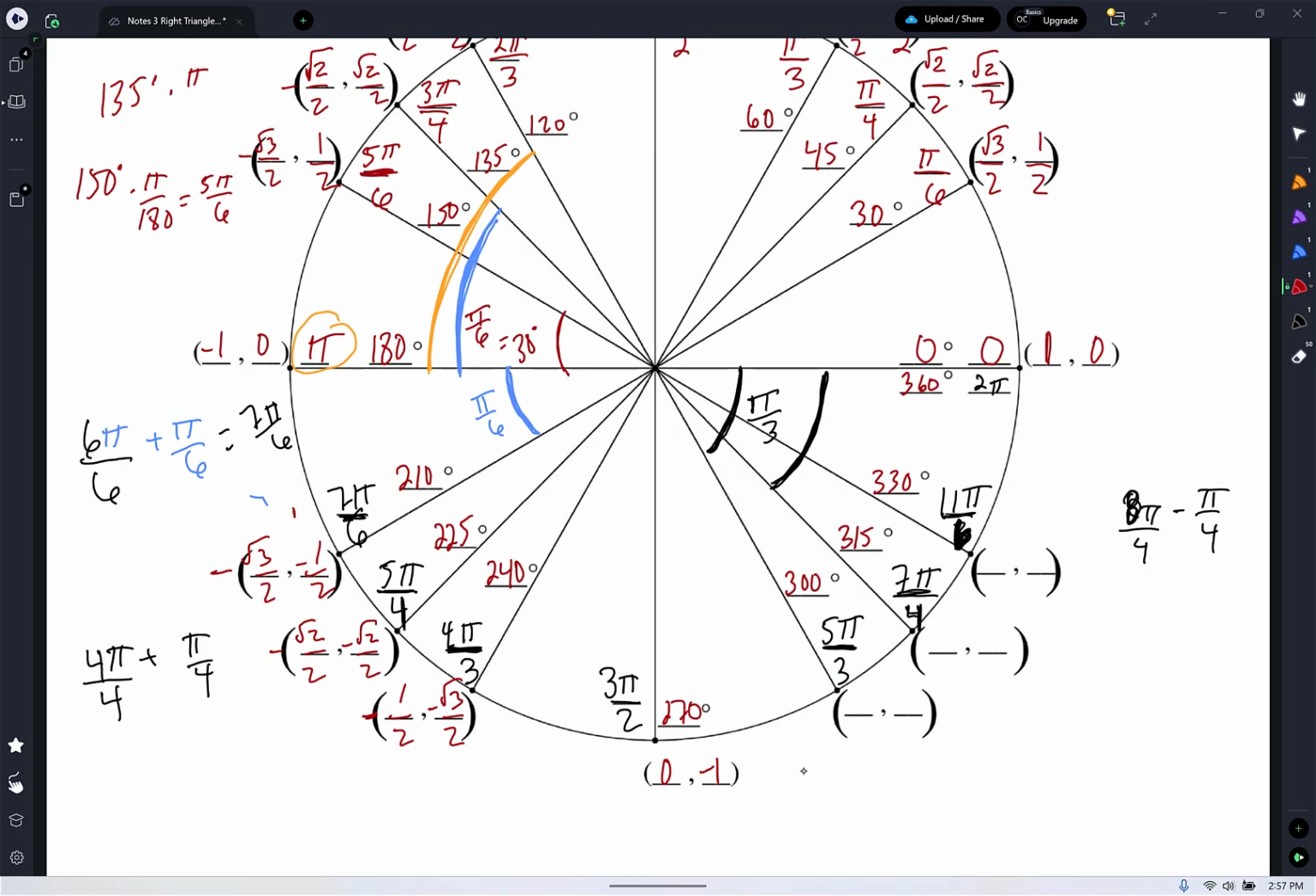In quadrant 4, that's the only one we haven't done. The x is positive and the y's are negative. So positive 1/2. Negative square root of 3 over 2. At 315, they're both square root of 2 over 2, but which one's negative? The y. Good job. At 330, the x is square root of 3 over 2. The y is negative 1/2. And then you're back to 2 pi.